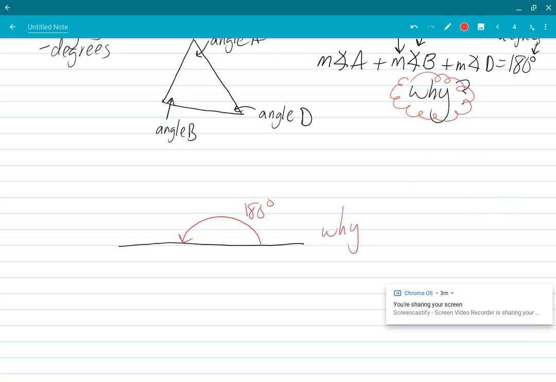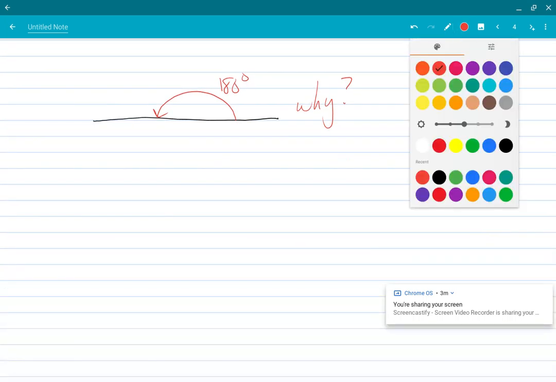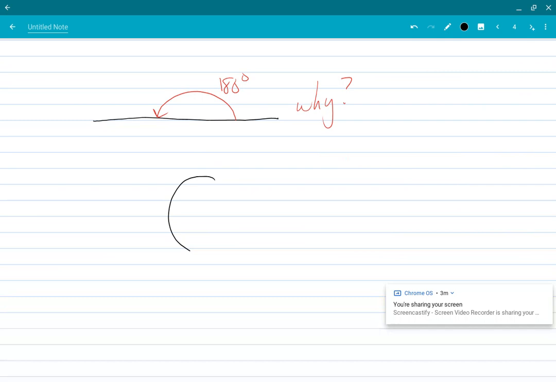A line equals 180 degrees. Why? Why does a line equal 180? Why not 50,000? Because it is a half circle. Okay. So we're leading into a circle, right? A circle measures 360 degrees.